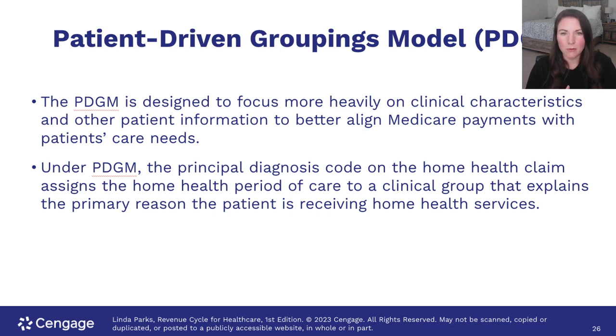So an example of that would be, if a patient has a primary or principal diagnosis of stage 2 pressure ulcer on the left heel, they would be assigned to the wound clinical group because the main reason for home health care would be wound care, okay?